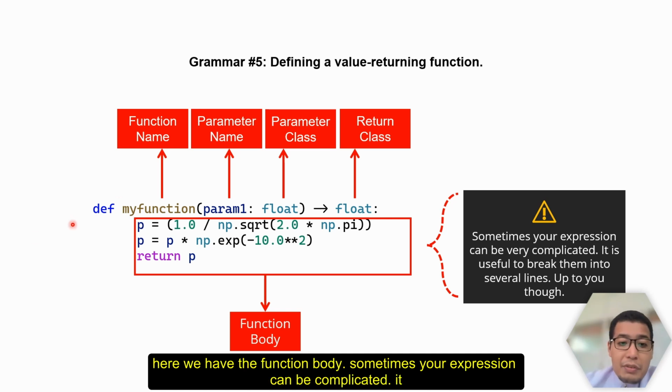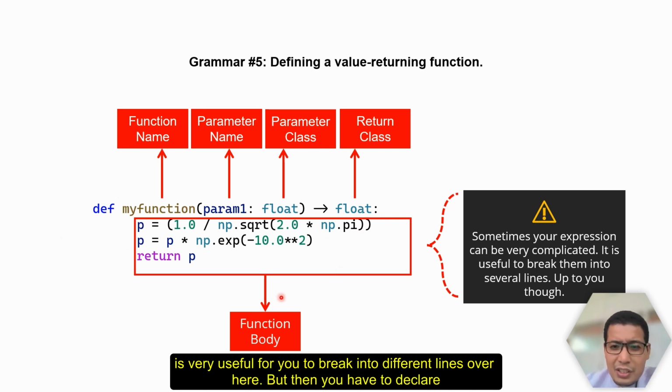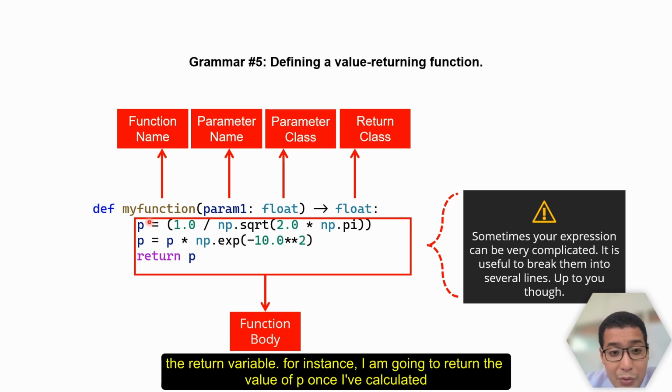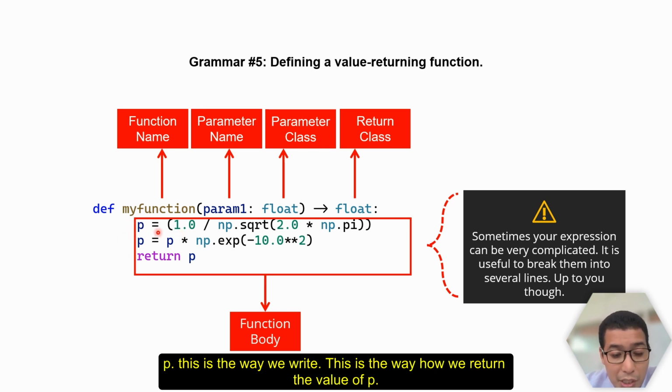Here we have the function body. Sometimes your expression can be complicated, so it is very useful for you to break it into different lines over here. But then you have to declare the return variable. For instance, I am going to return the value of p once I've calculated p. This is the way we return the value of p.